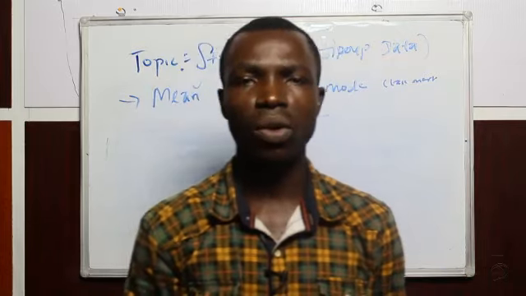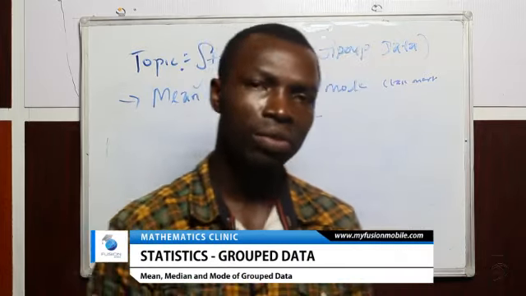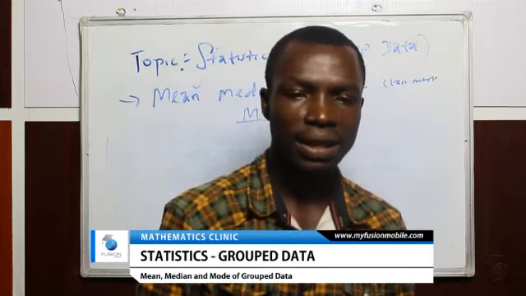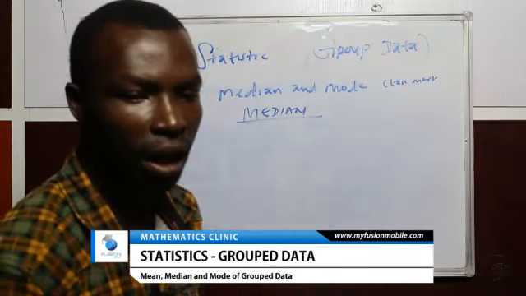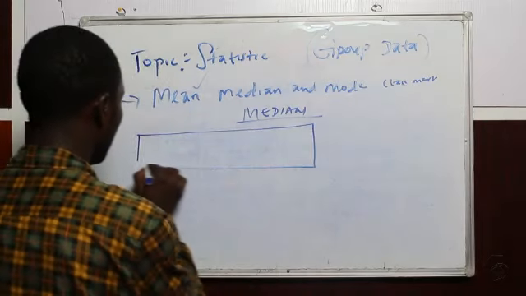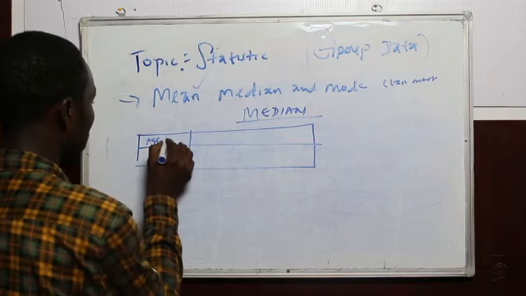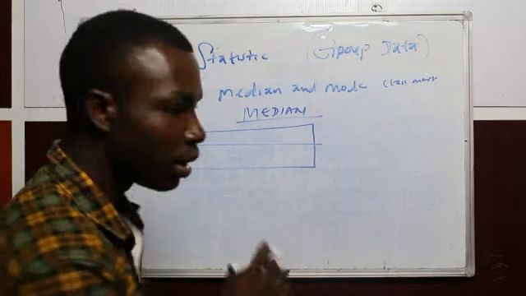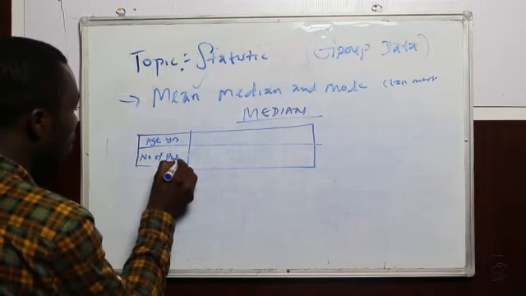Let us move forward to the median for a group data. Now, let us consider this example. Calculate the median age of this table. This is the table: age in years, then number of students.